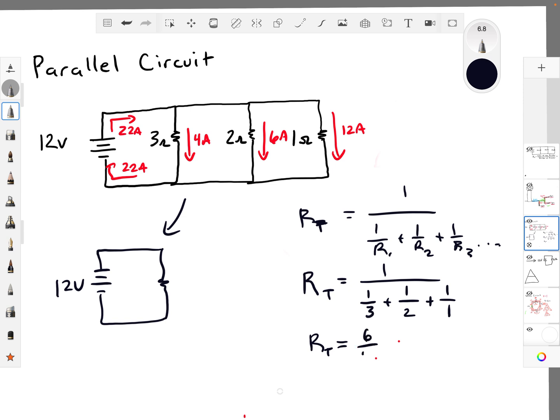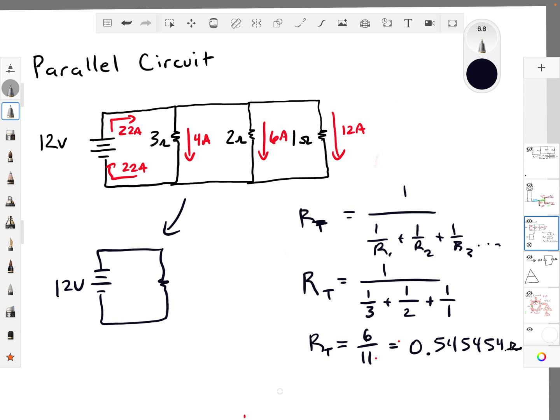is 6 over 11. Well, we don't usually want to work with fractions like that, so I'm going to hit the fraction button, which is right above the enter button, and it is a repeating decimal, so it's 0.54, 0.54, 0.54, and so on. So that is in ohms.